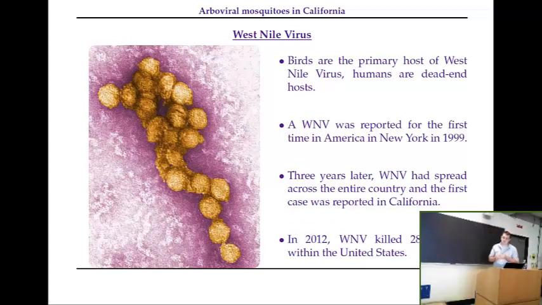West Nile virus, this is probably something people are quite familiar with. Birds are the primary host of West Nile virus. Humans, while being able to be infected, are dead end hosts. The first West Nile case was reported in America in New York in 1999. It spread across the country, and 3 years later, the first case was reported in California. One of the reasons people probably know about it is that in 2012 it killed 286 people, the majority of them in Texas.